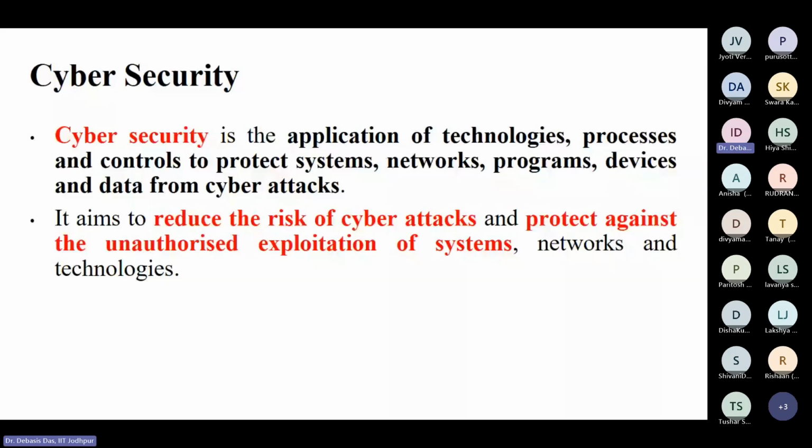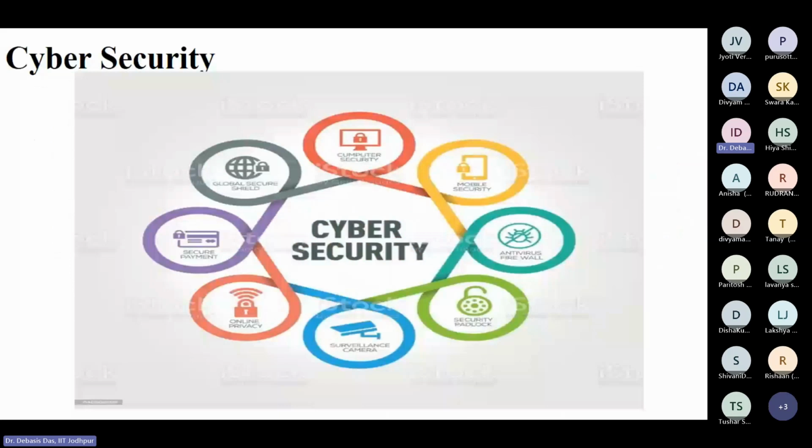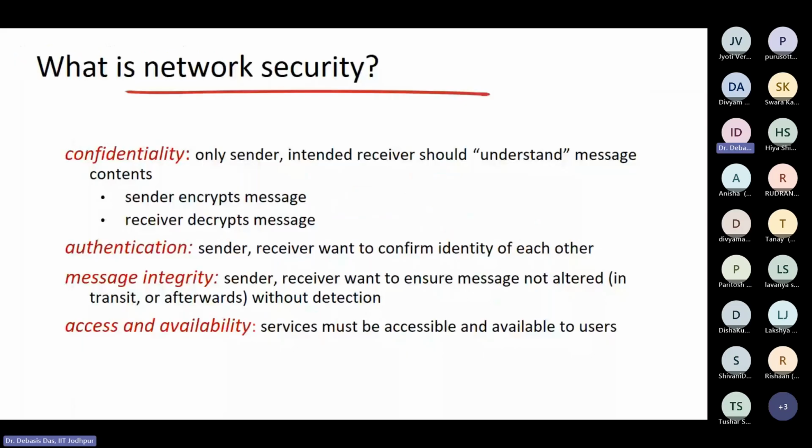Okay, so these are the different cyber security mechanisms. Sometimes it is called computer security. Sometimes it is related to mobile, then it is mobile security. We have secure payment, which is one type of security, and surveillance cameras are also one type of security. So security means either network security, normal security, or information security.